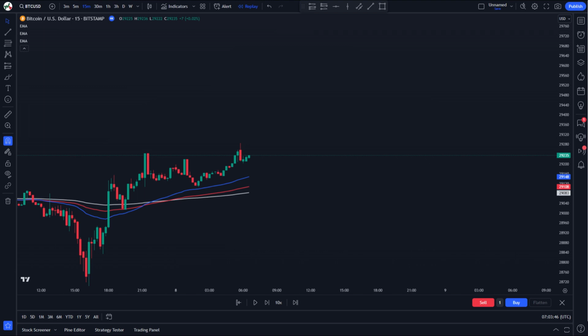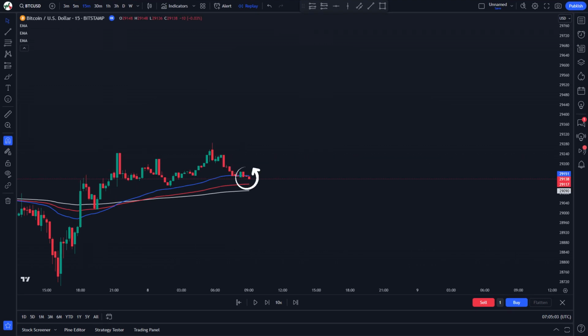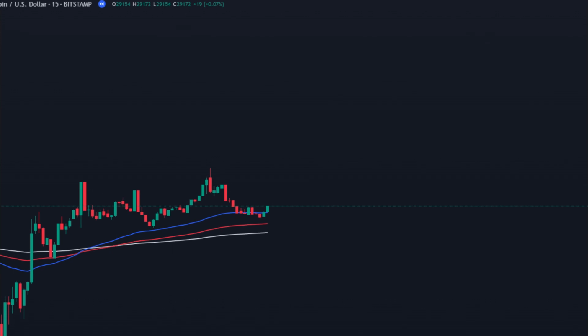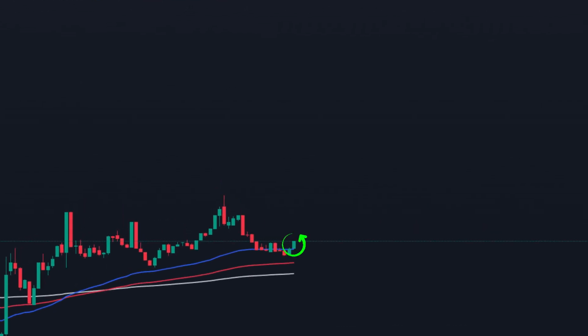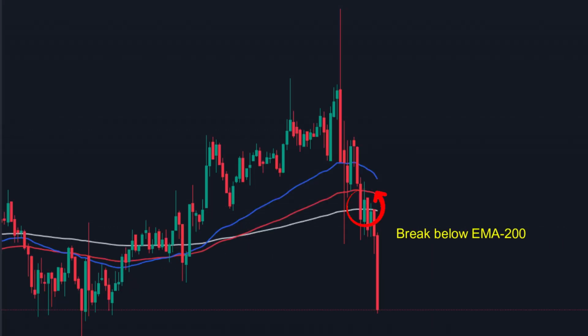Our entry signal occurs when the price pulls back and closes below the EMA 50 or EMA 100. This is the right pullback setup. The next step is to wait for the price to retest the EMA 50 again. Once this happens we will take a long position right here. However, if the price instead goes down and breaks below the EMA 200, we cancel the entire setup and look for other trading opportunities, as this may indicate a potential change in the trend direction.